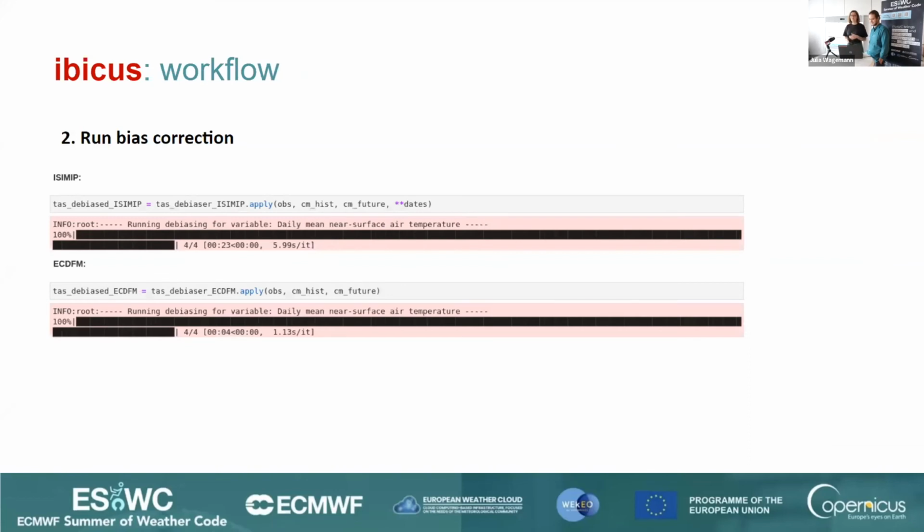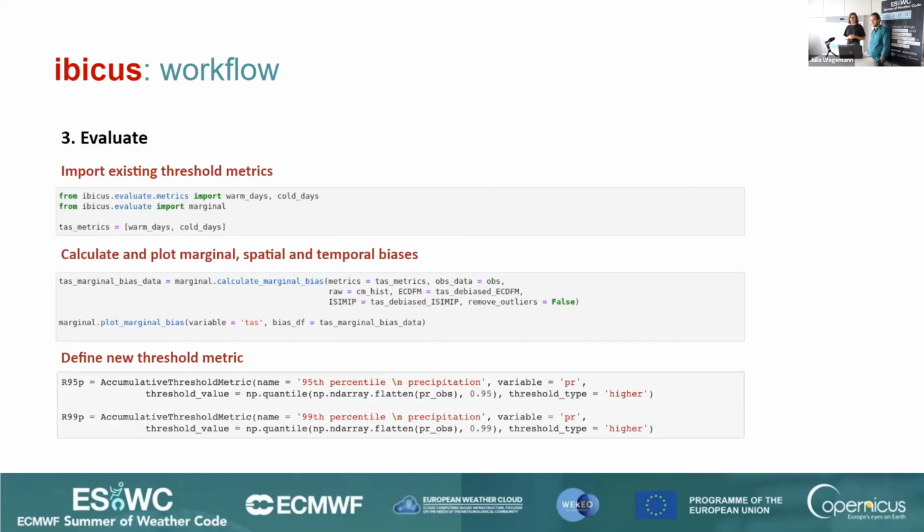Then after that, you run your bias correction. And as mentioned previously, you need your observational data, your climate model in the period where there also are observations, and your climate model in the application period, which is mostly a future period that you want to bias correct. So you apply the two debiasers, and then you evaluate.